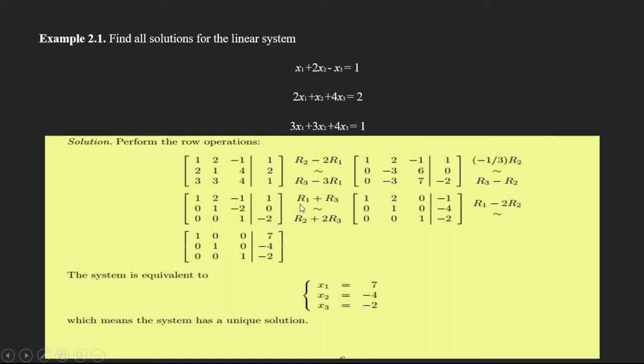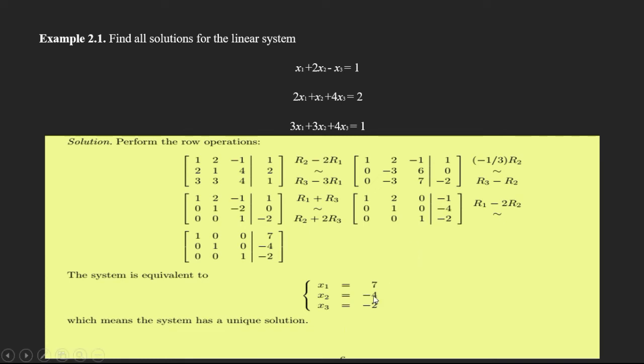After performing these two operations we will get this, and after performing the last one, we will get a reduced echelon form. In this augmented matrix, on the right side we have the solution of this system. When you substitute the values of x1, x2 and x3 in any equation of this system, it will satisfy that equation on both sides. You will get the same value.